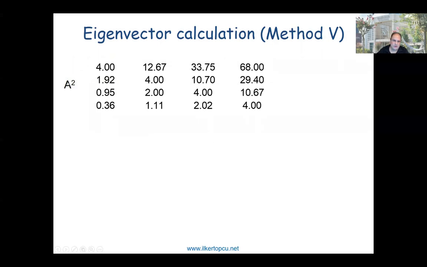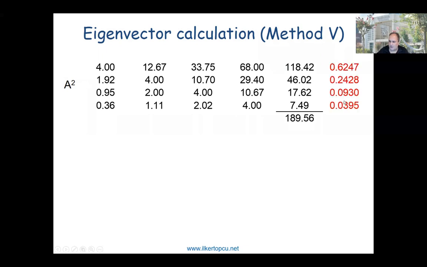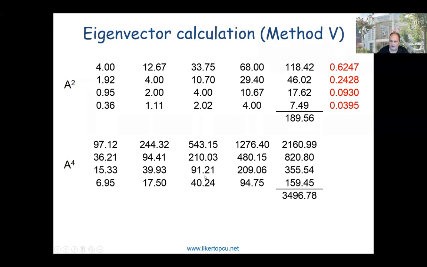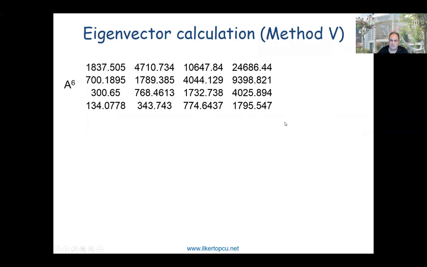The square of our pairwise comparison matrix is something like this. And then we use the first method, take the summations, normalize them. This is the first vector for the second power. For the fourth power, we do the same operation. As you see, this is 0.6247, but this is 0.6180. They are not very near to each other. And we go to the sixth power.